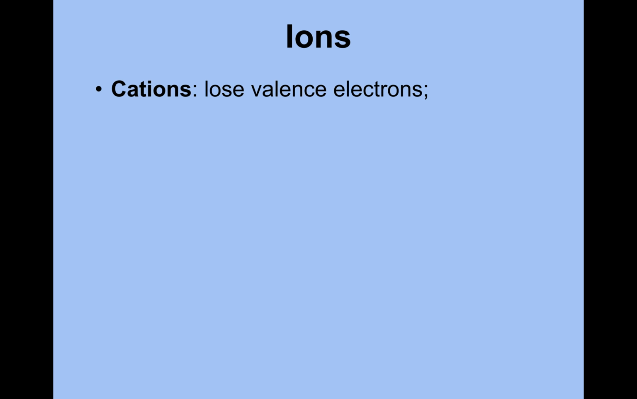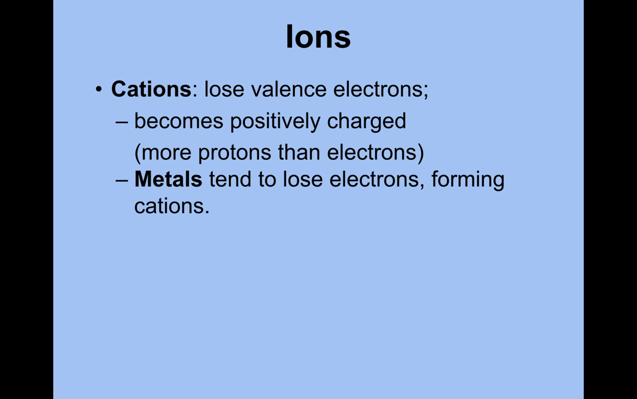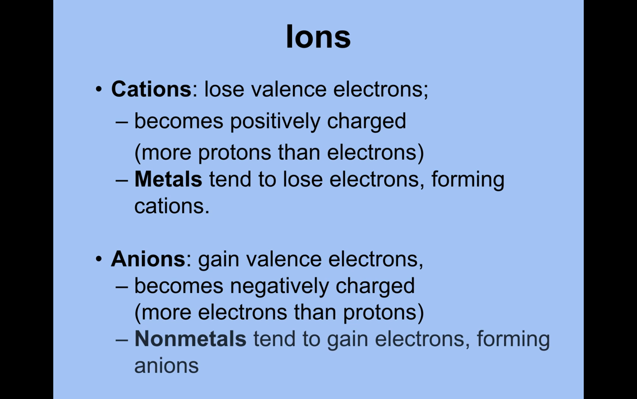Cations lose valence electrons. They become positively charged. That means they will have more protons than electrons. Metals tend to lose electrons, forming cations, positively charged ions. Anions are when atoms gain valence electrons. They become negatively charged. They have more electrons than protons. Nonmetals tend to gain electrons, forming anions.